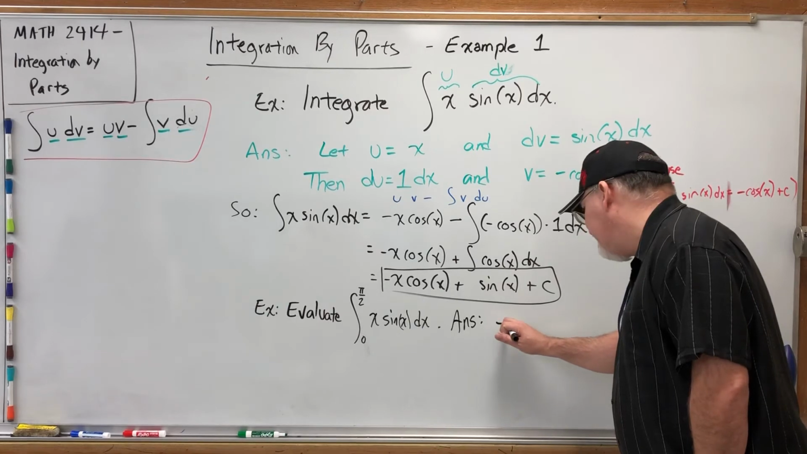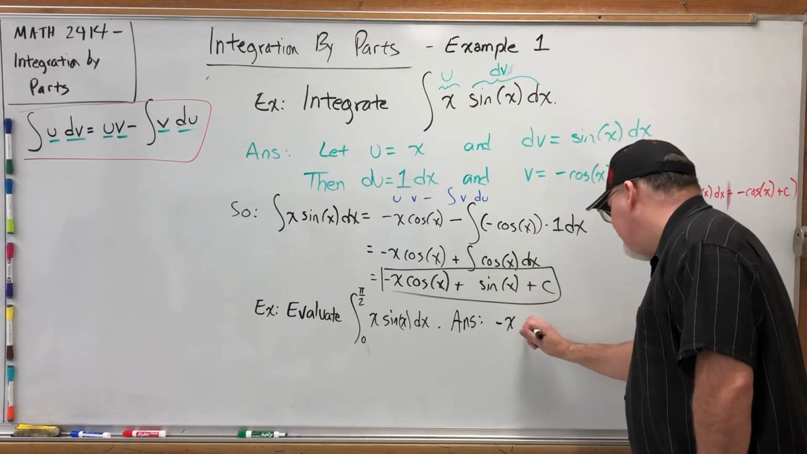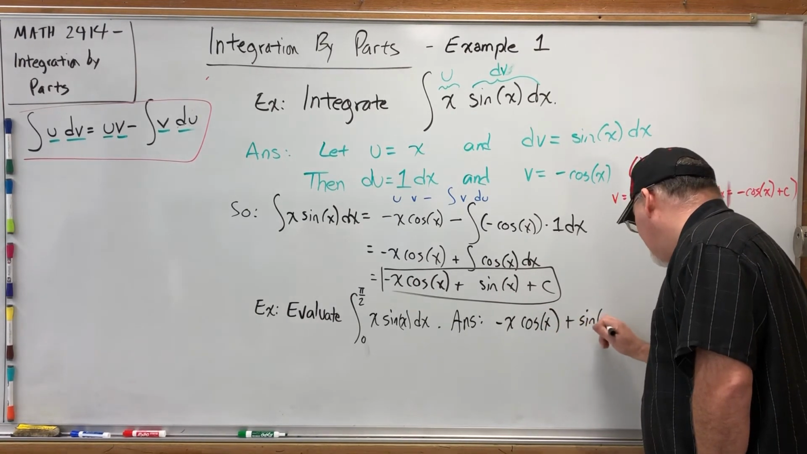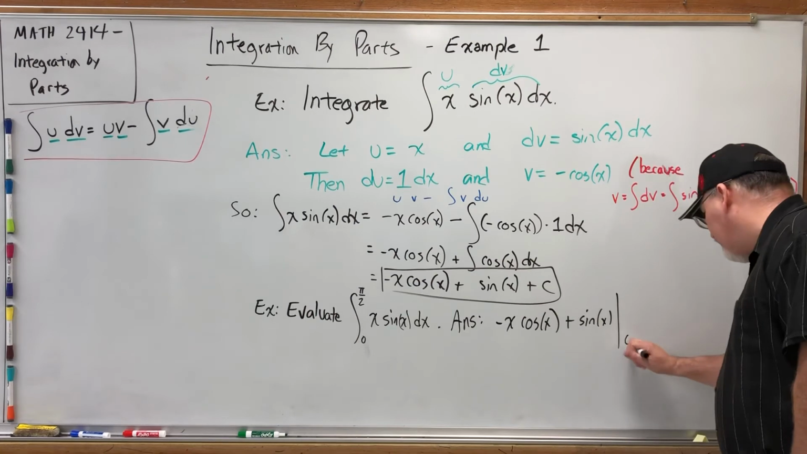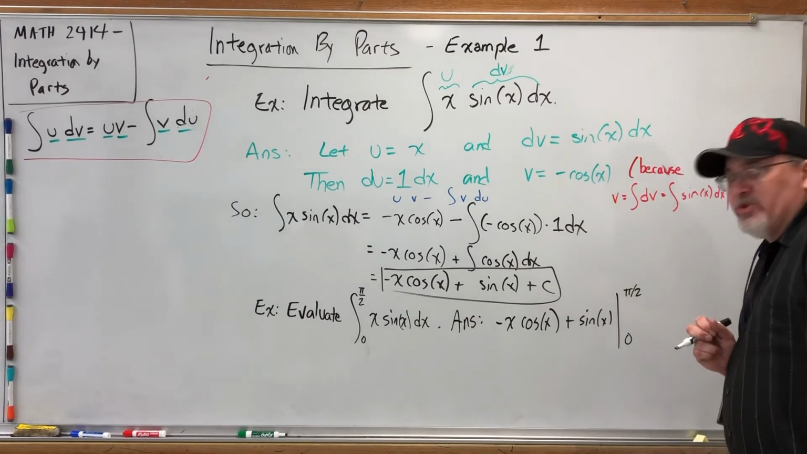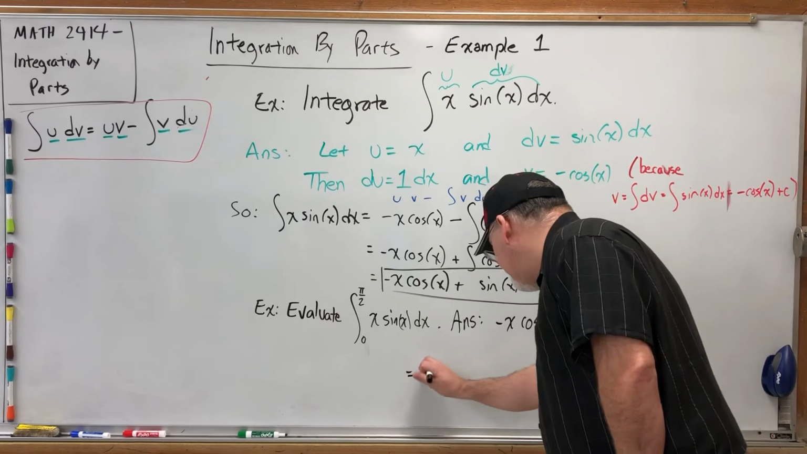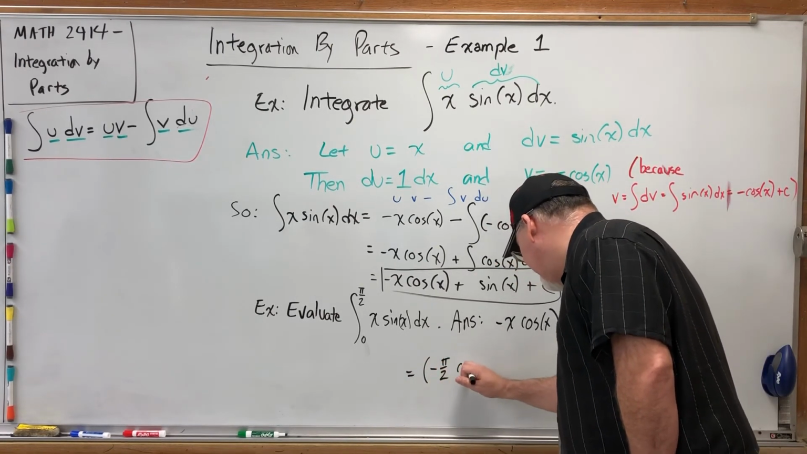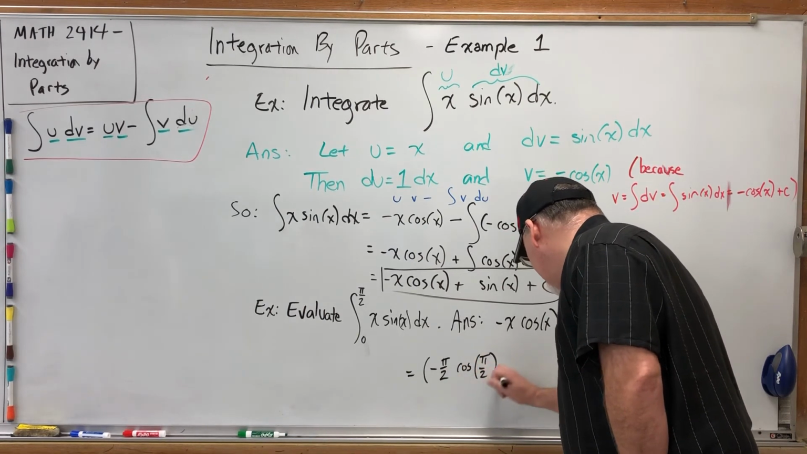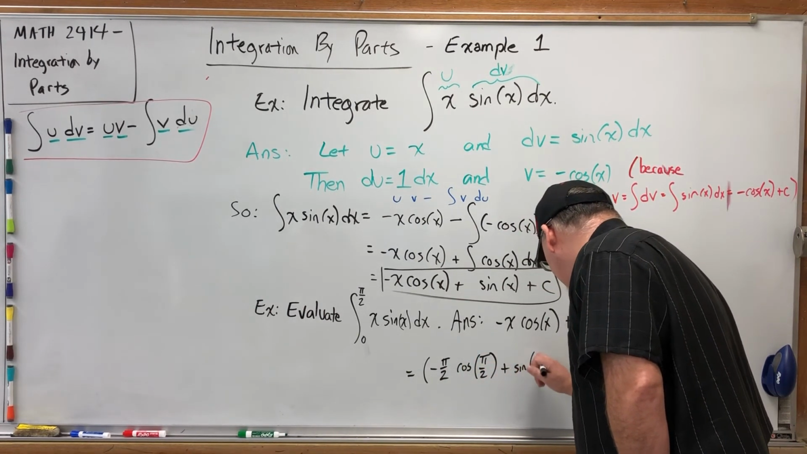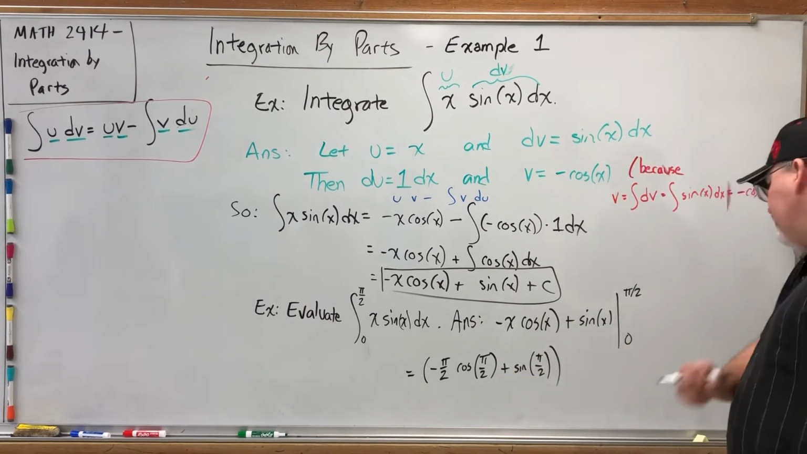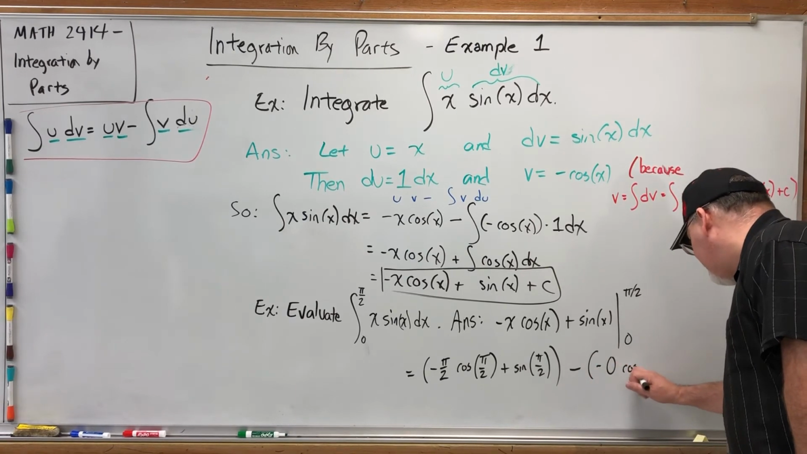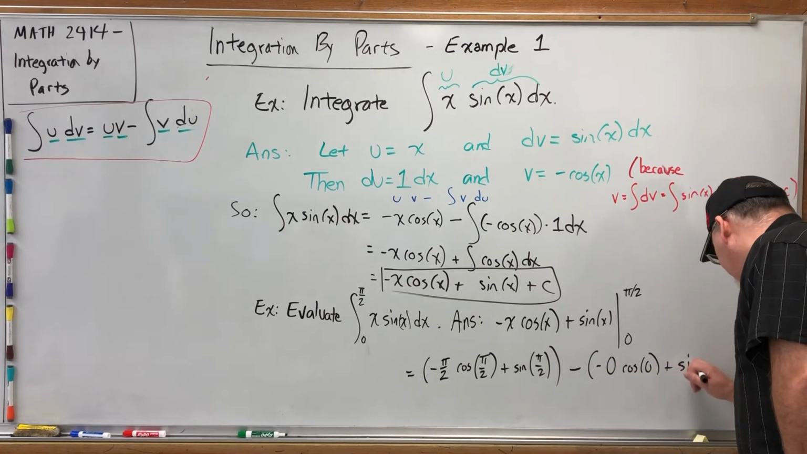The antiderivative is, or an antiderivative is, negative x cosine of x plus sine of x. And we're going to evaluate this from 0 to pi over 2. Hope your trig skills are honed. If we substitute pi over 2, we get negative pi over 2 cosine of pi over 2 plus sine of pi over 2. And if we substitute 0 and subtract, we get negative 0 cosine of 0 plus sine of 0.